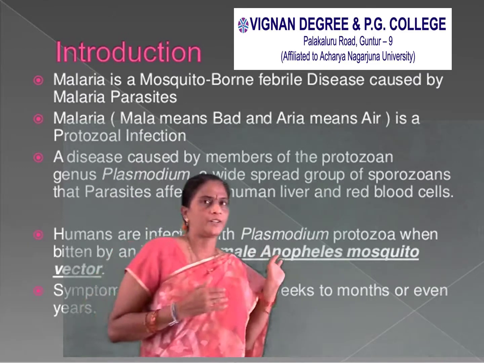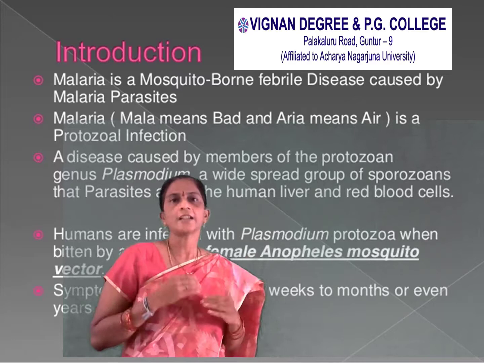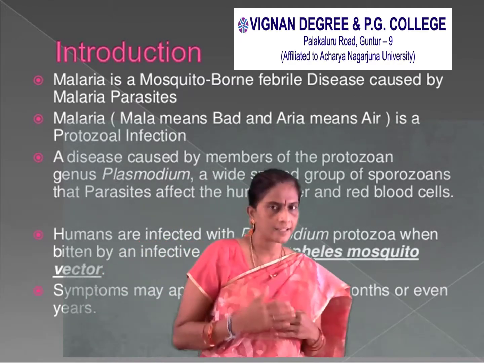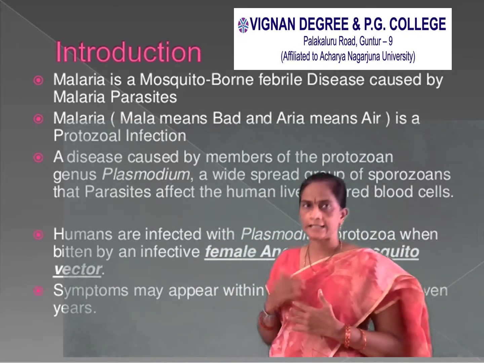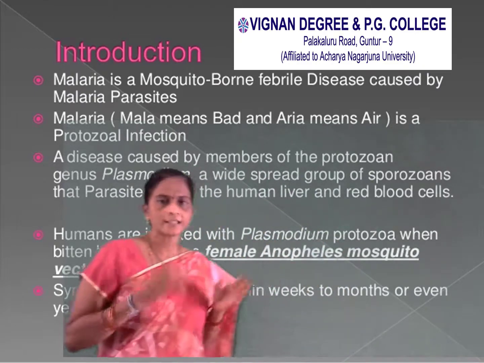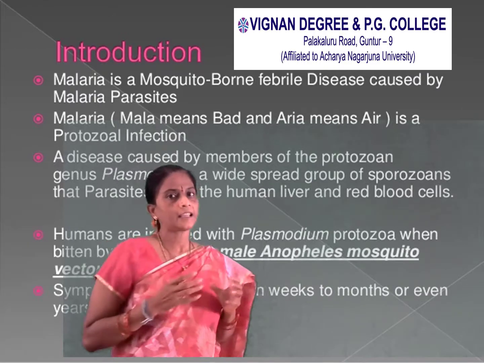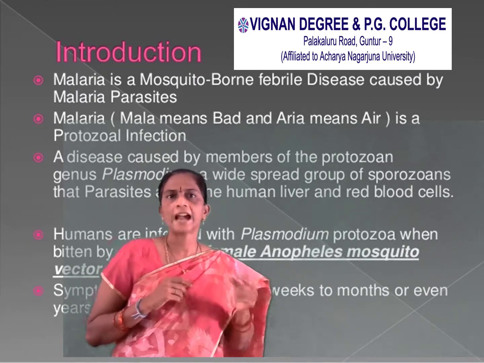Coming to the introduction, malaria is a mosquito-borne infection. It is a febrile disease. What is the meaning of febrile disease? The disease which causes fever is called a febrile disease. The malarial parasite causes high fever. What is the meaning of malaria? Mala means bad, aria means air. So the meaning of malaria is bad air.